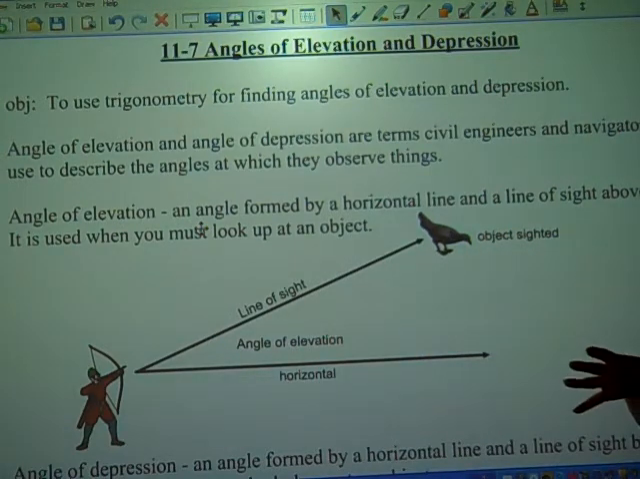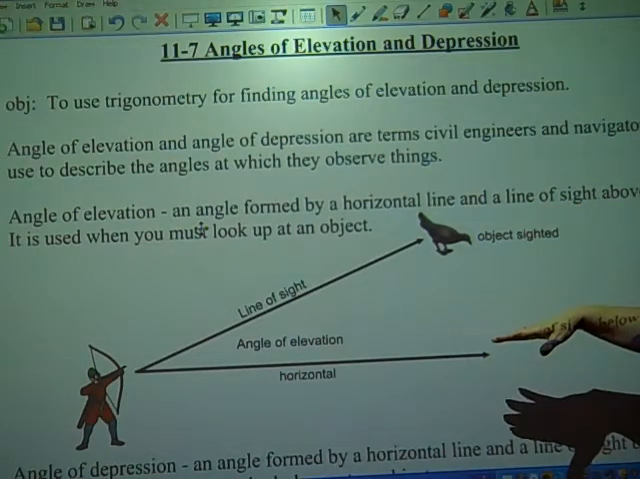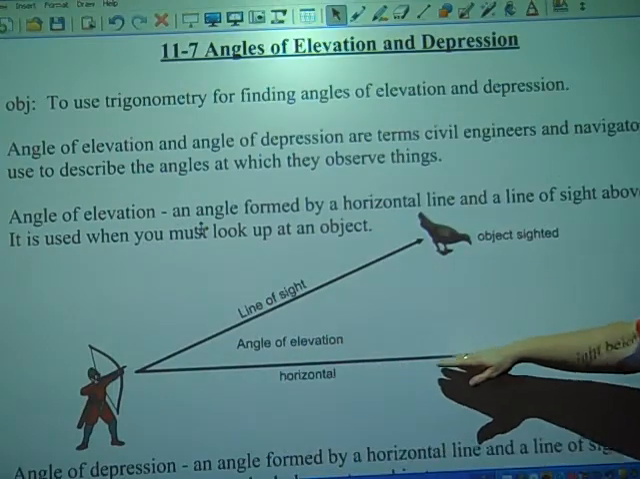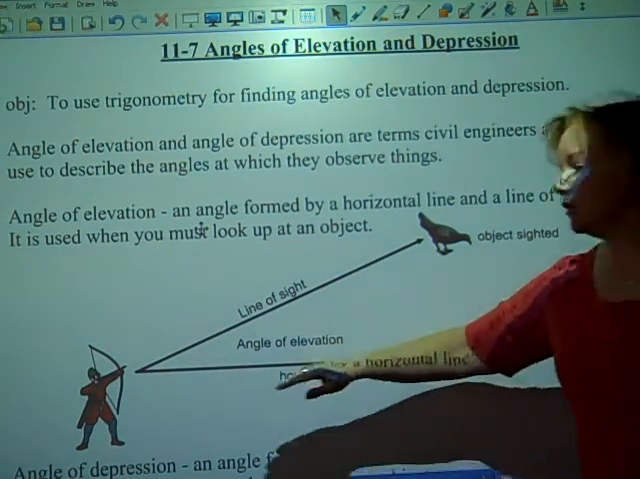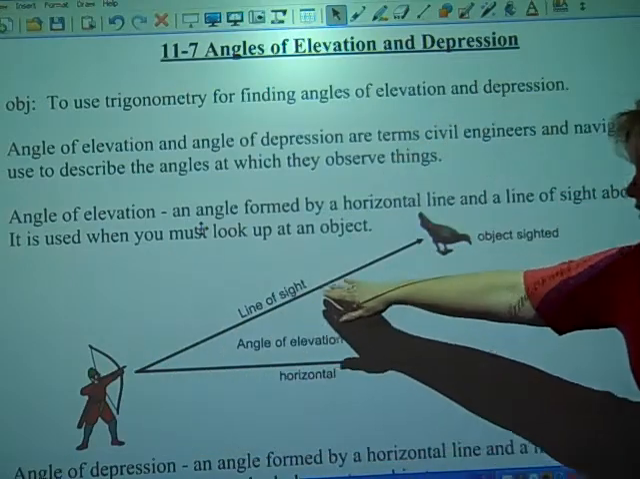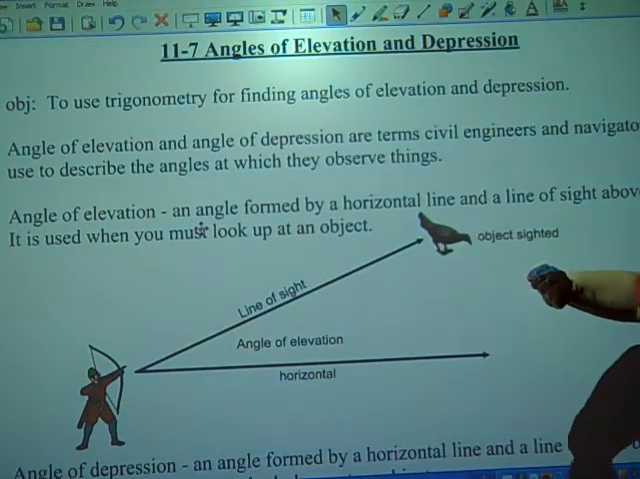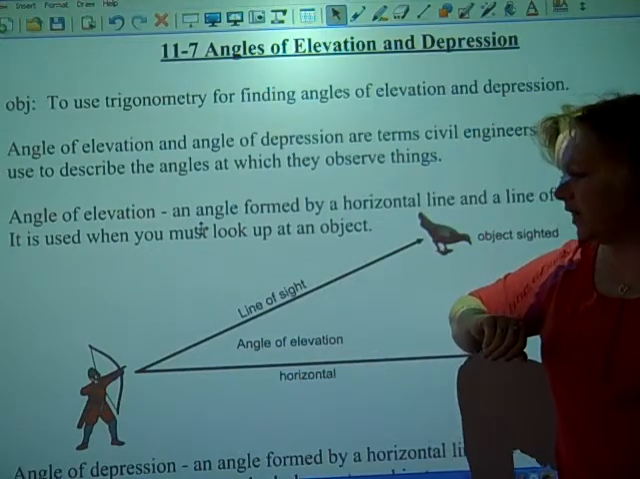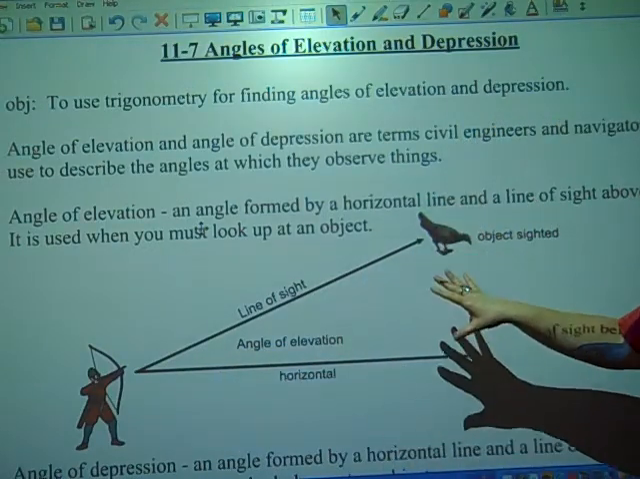What's going to be really important when you create your picture, when you are figuring out your story problems, is you always understand that you start with this line of horizon. So the line of horizon, then Robin Hood, whoever, he's looking up at the bird, that's his line of sight. In here becomes the angle of elevation. Okay, does that picture make sense to everyone?